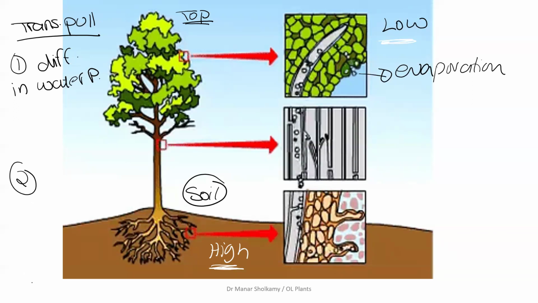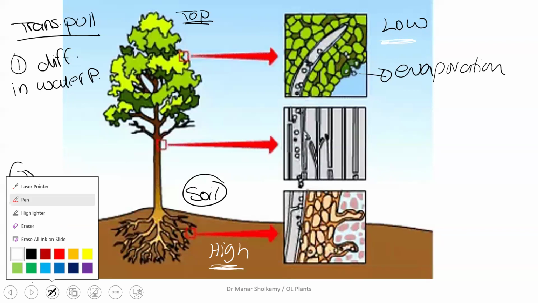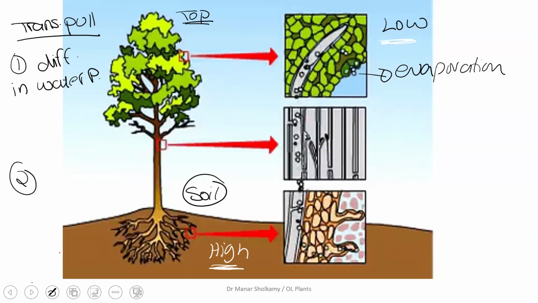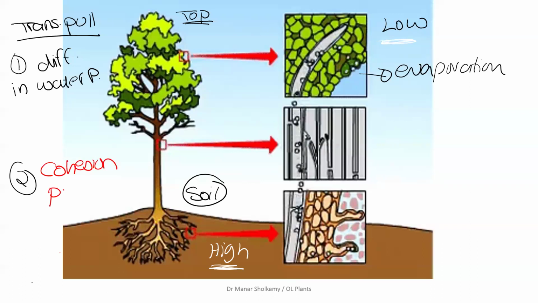Reason number 2: water molecules, what do they do to each other? Attract each other by cohesion forces. Excellent, finished. Water molecules attract each other by cohesion forces so that every water molecule will pull the water molecule below it, creating a transpiration pull, a transpiration stream. Water will move up the xylem in a capillary form.